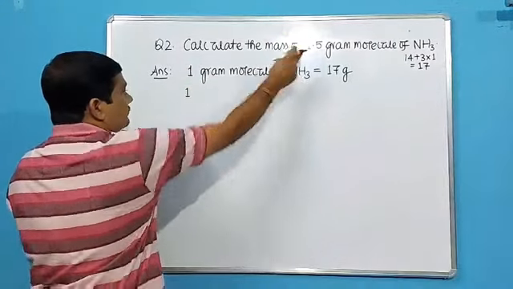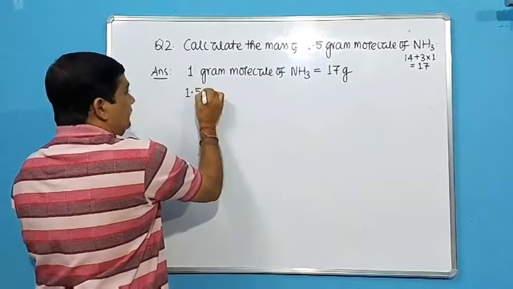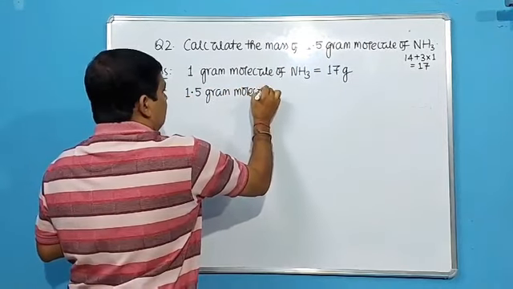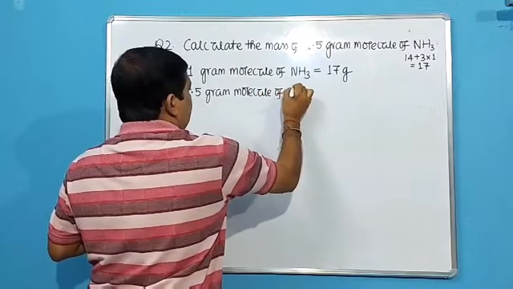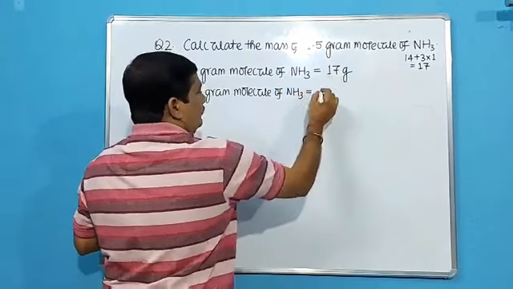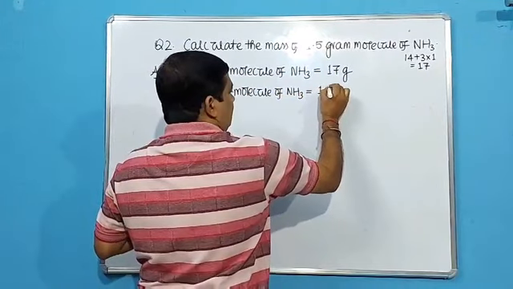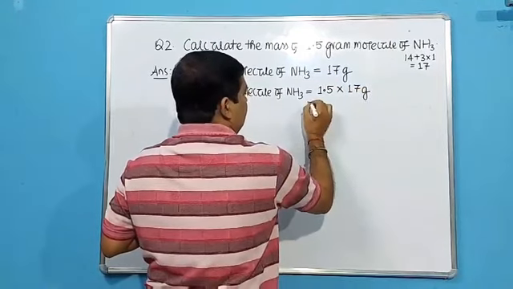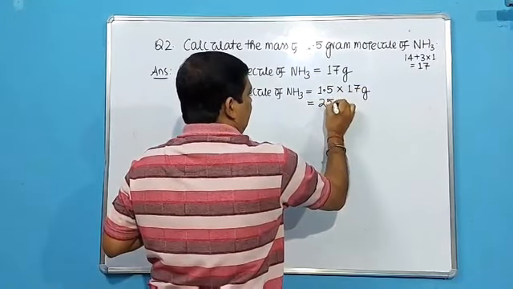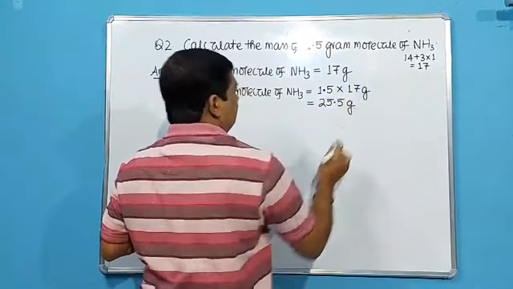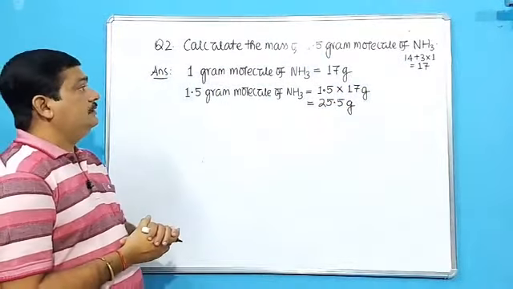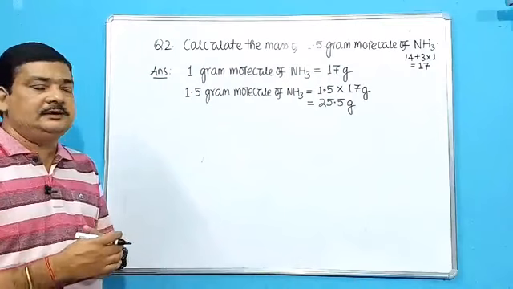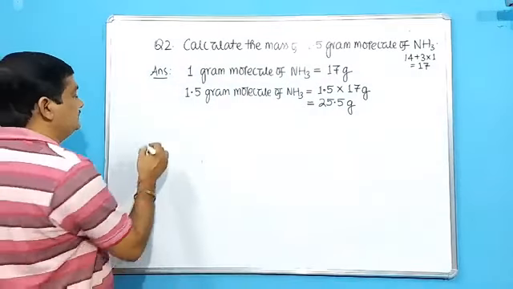Hence 1.5 gram molecule of ammonia will be 1.5 into 17 gram. That is 25.5 gram. So this is the answer. This is the mass of 1.5 gram molecule of ammonia. 1 gram molecule of ammonia means 17 grams, so 1.5 will be 25.5 grams. So this is the answer of question 2.